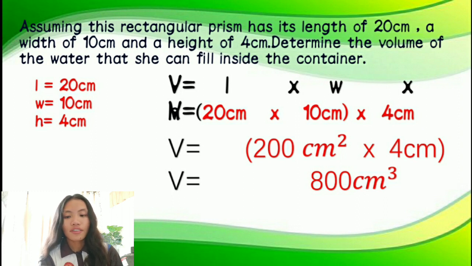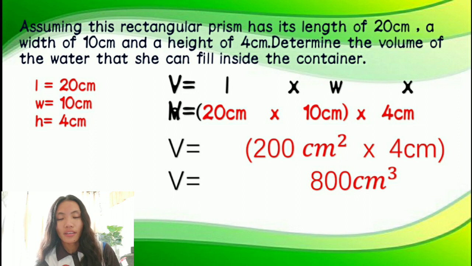So, first things first, we need to find the length, the width, and the height. In Bisaya, the length, the width, and the height. So, the length there is 20 cm, width 10 cm, and height is 4 cm. So, first, copy the formula. Volume is equal to length times width times height. Sorry, I made a mistake in the height. So, volume is equal to 20 centimeters, which is the length, times 10 centimeters, which is the width, and 4 centimeters, which is the height.